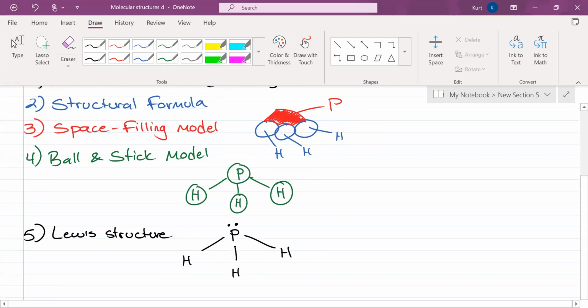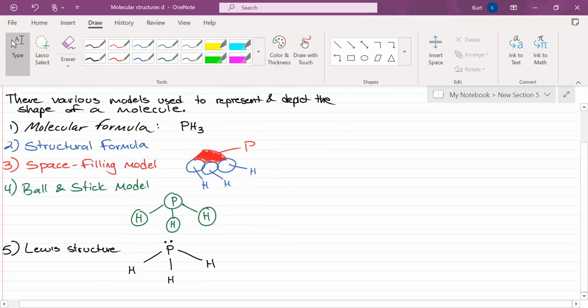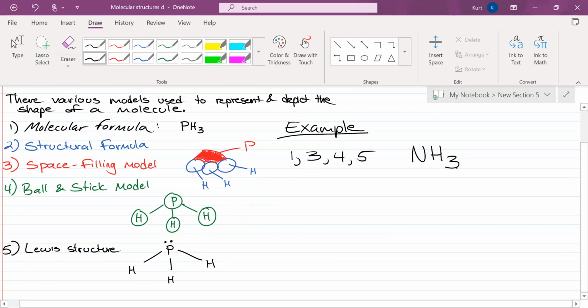So what you guys basically are going to do for me is some practice. Let's do example number 1. I want you to do the molecular formula. So I want you to do 1, 3, 4, and 5. Don't worry about 2. 2 and 5 are practically the same thing. For ammonia, NH3, I just gave you the molecular formula, so 1 down, 3 to go. I want you to try to do the space filling model, the ball and stick model, and the Lewis structure.